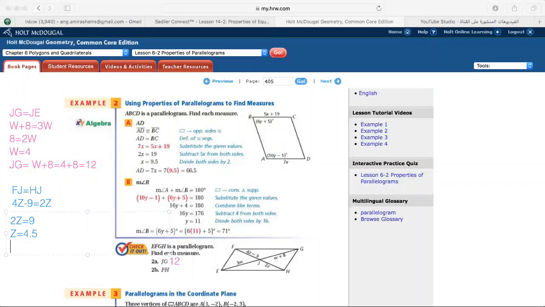So HJ is equal to 2Z, which is equal to 2 multiplied by 4.5, which is equal to 9. So JH or HJ is equal to FJ. Each part is 9, so the whole diagonal I am going to multiply it by 2. So FH is equal to 2 multiplied by 9, which is equal to 18. Okay, girls?